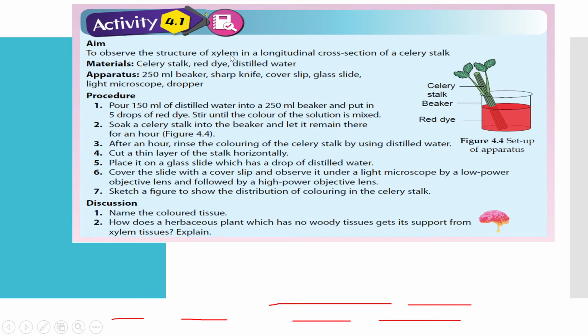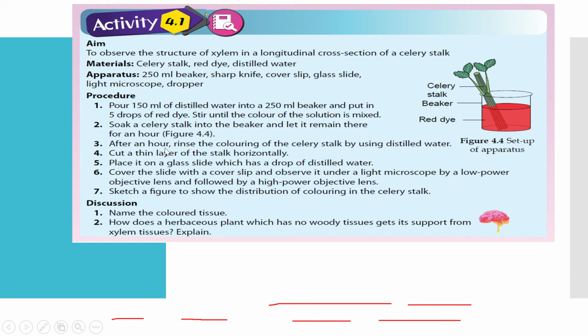To observe the structure of xylem in a longitudinal cross-section of the celery stalk. This is the celery stalk, a very delicious vegetable. So these are the materials, apparatus and procedure. Put 150 ml of distilled water into a beaker with 5 drops of red dye, and stir it so that it is thoroughly mixed. Then soak the celery stalk in the beaker and leave it there for about an hour.